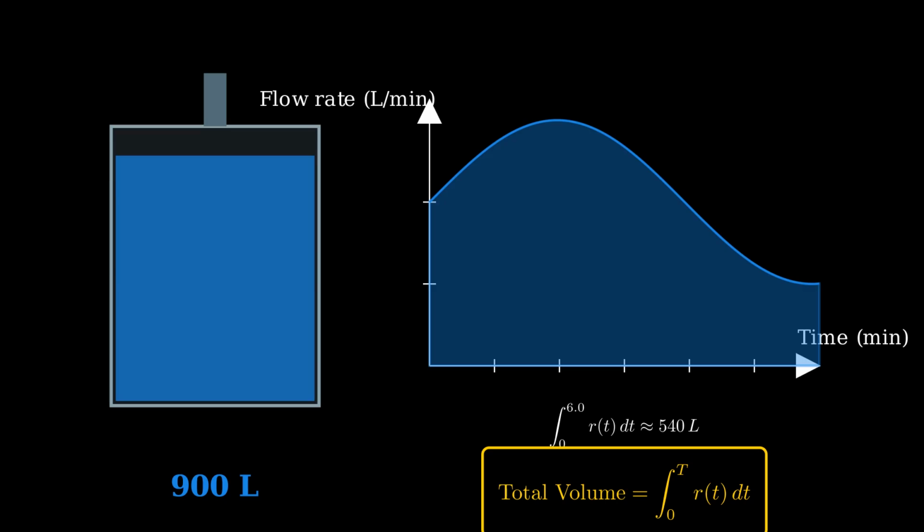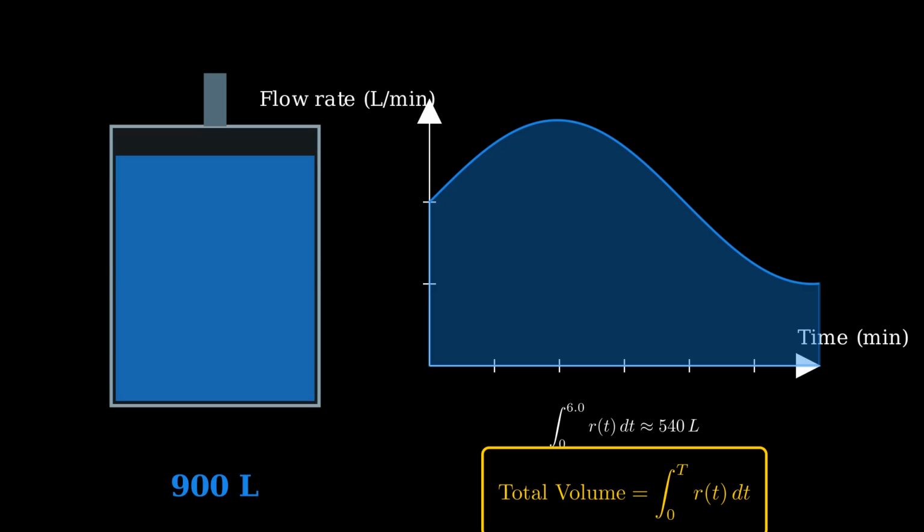So for each slice, you can calculate a small chunk of volume, rate times that tiny time interval, then you add all the chunks up. As you make the slices thinner and thinner, 1/10 of a second, 100th, 1,000th, the approximation gets better and better. In the limit, it becomes exact. That limiting sum is called a definite integral, and here's the beautiful part.